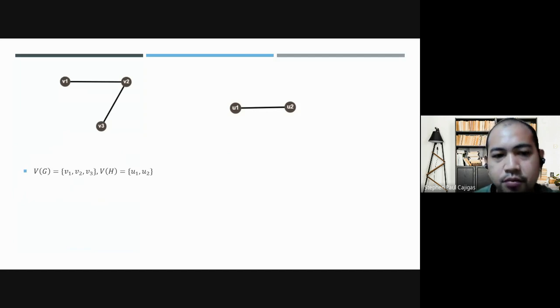Then let's list down the edges of G: we have V1, V2, and V2, V3. So that's this and this. For H, we have this edge. Here now comes the part wherein we will be doing the operation. First, the vertices is very simple. We simply get the union of the vertex set of G and the vertex set of H. So this will be our result.